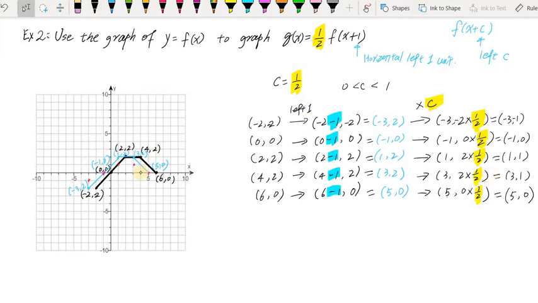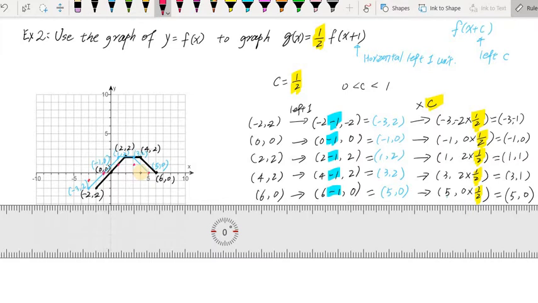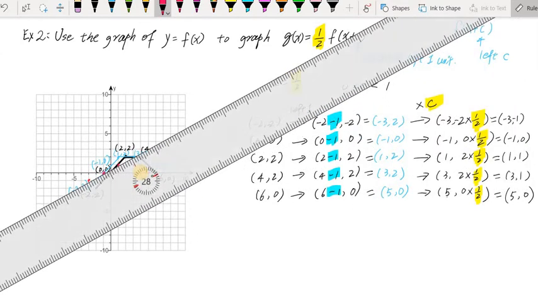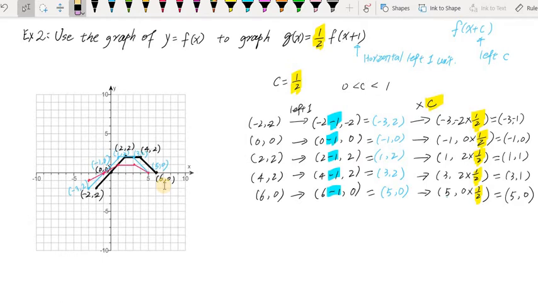Alright guys, I just labeled the points. Now I'm just going to connect all the points and then finish the graph. Okay guys, I just finished the graph. Remember, this is the g of x, our final solution.